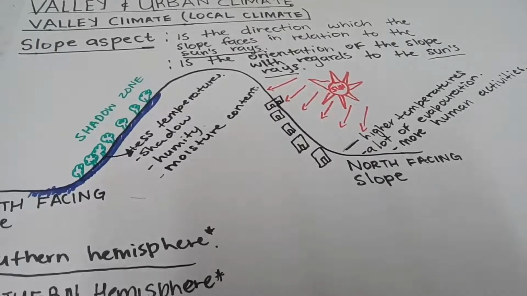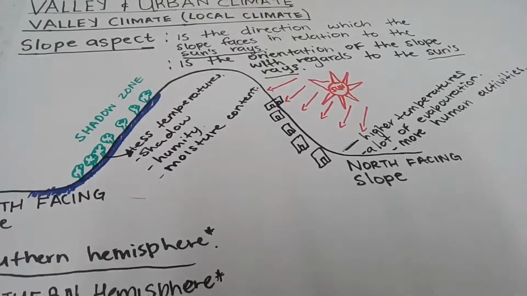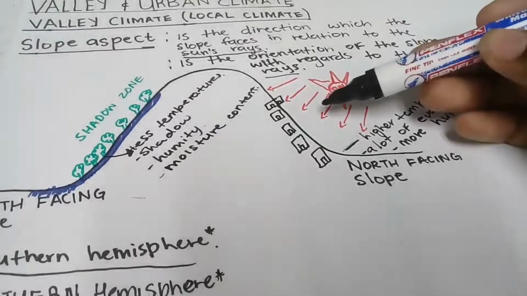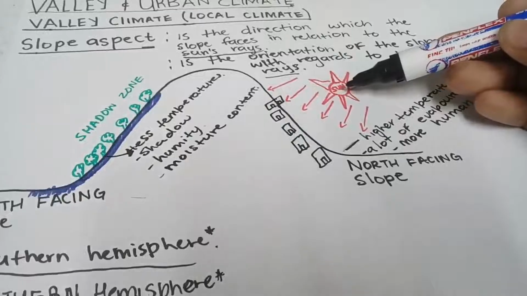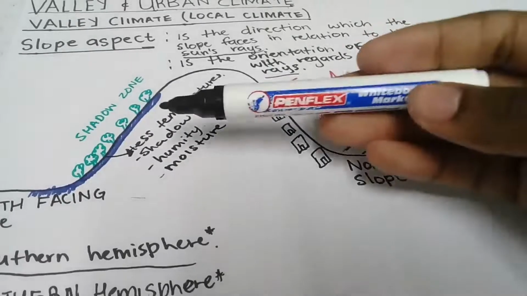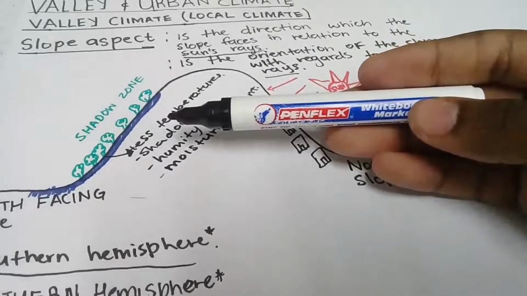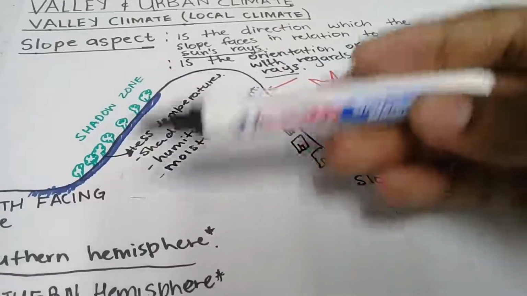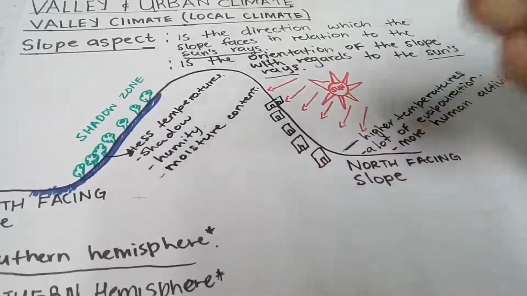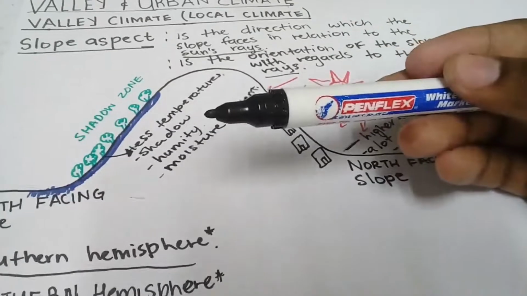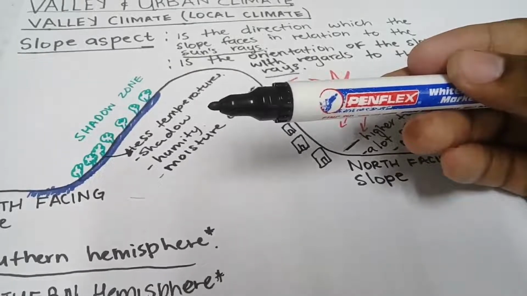And so on. But the most thing that you should know is that in southern hemisphere, the north facing slope receives more sunlight, is the one that is on the sun side. Then the shadow zone is the south facing slope in southern hemisphere. Then in northern hemisphere, the south facing slope receives more sunlight, is in the side of the sun. It's a vice versa, guys. Please don't forget this during your exams. Okay? Yeah. So then the north facing slope in northern hemisphere is the shadow zone.